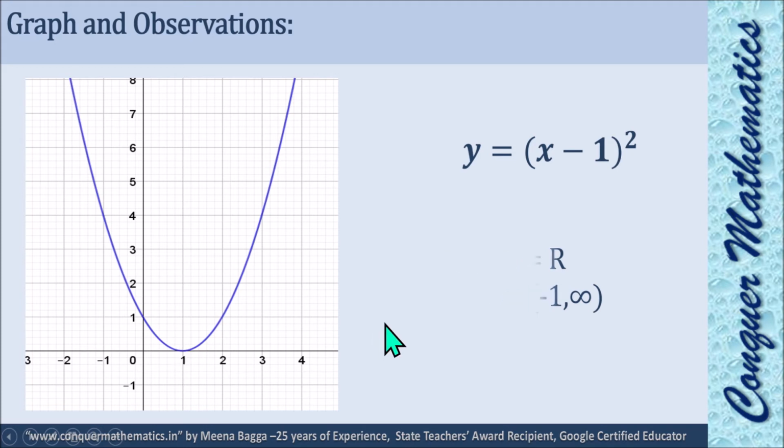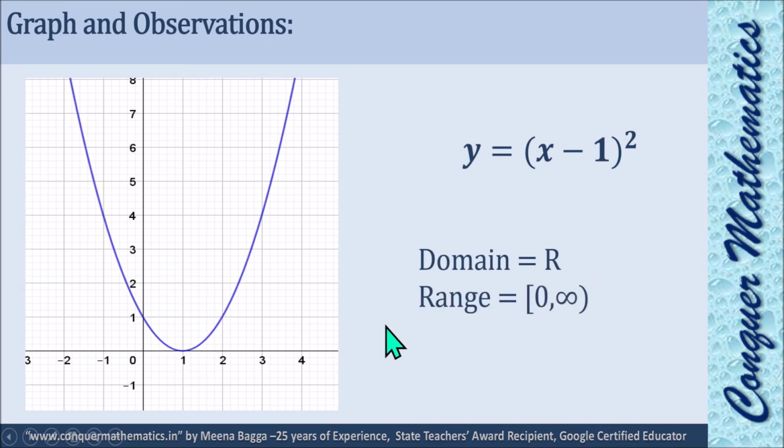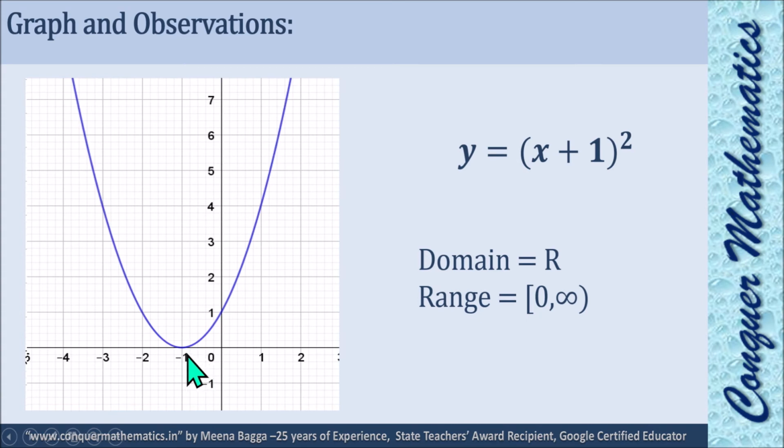1, 0 point will be the vertex of this graph now. And domain and range. Domain you can see no restriction on x. And range will be 0 to infinity. Domain will be all real numbers and range will be only positive real numbers plus 0. 0 will be also there. Okay. And if it is x plus 1 whole square, then this vertex will move to this vertex, minus 1, 0. Minus 1, 0 would be the vertex.